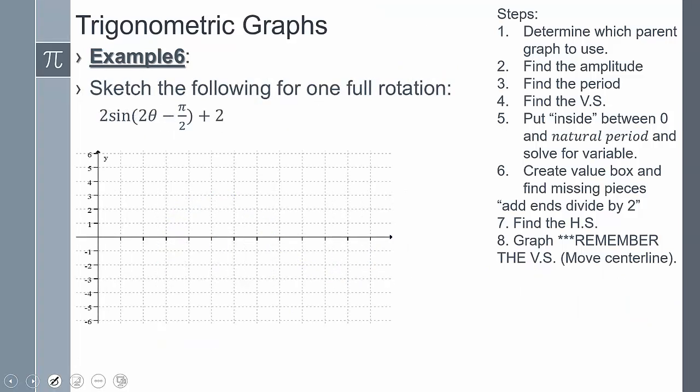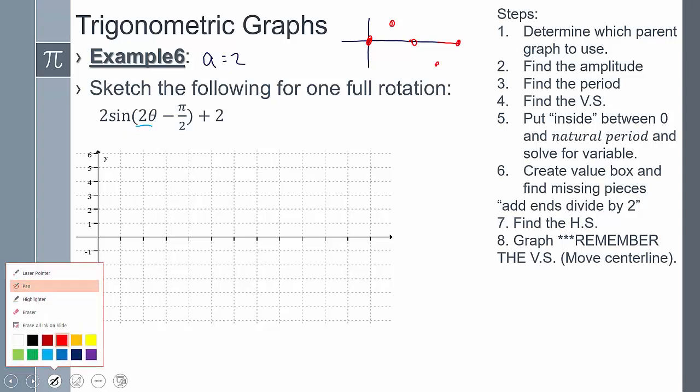Looking at another one. This one has both the period change mixed in with it, so that's okay though. So my amplitude is 2. Again, my sine parent graph following that pattern. Okay, so it follows that pattern. I need to find what those x values are.